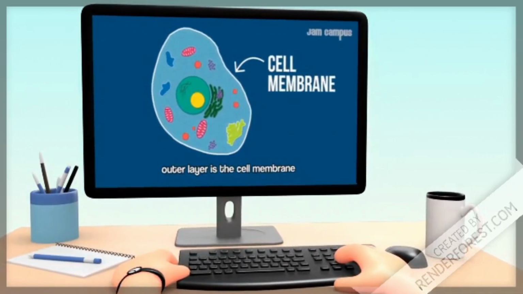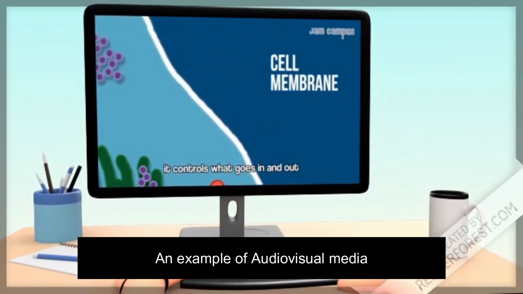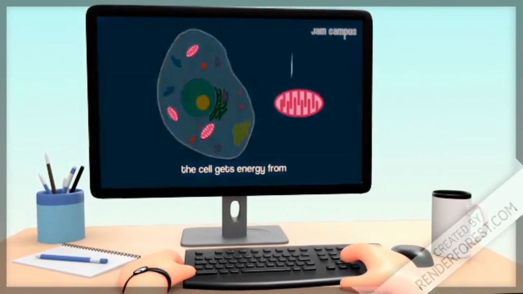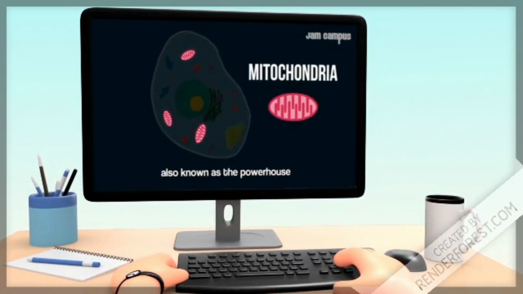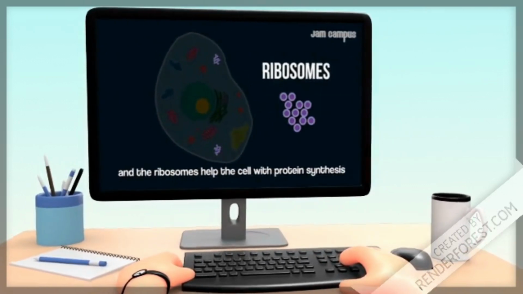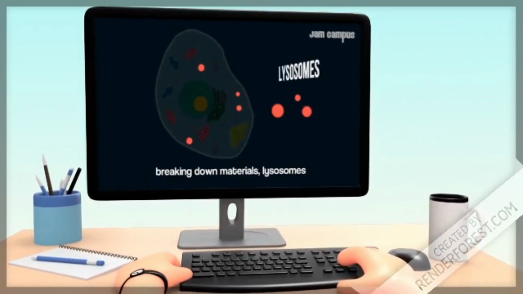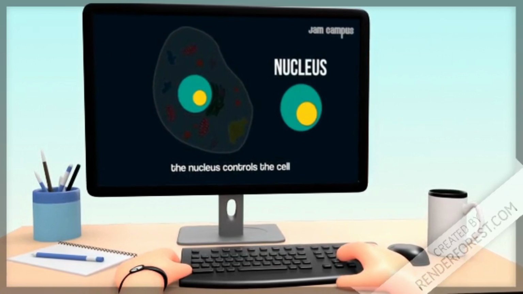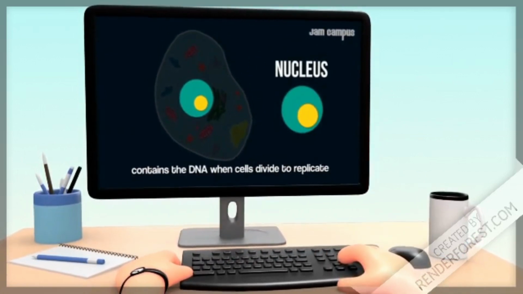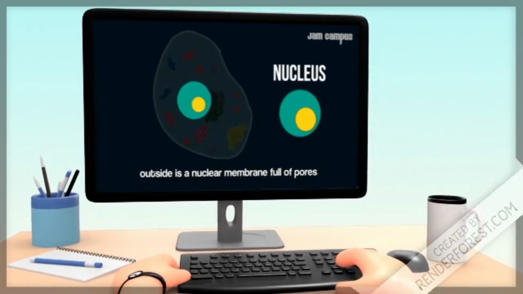Outer layer is the cell membrane. It controls what goes in and out. The cell gets energy from the source of mitochondria, also known as the powerhouse. And the ribosomes help the cell with protein synthesis, and endoplasmic reticulum will carry substances, breaking down materials, lysosomes. The nucleus controls the cell, kinda like a brain, contains the DNA when cells divide to replicate. Outside the nuclear membrane full of pores, the nucleus makes ribosomes.